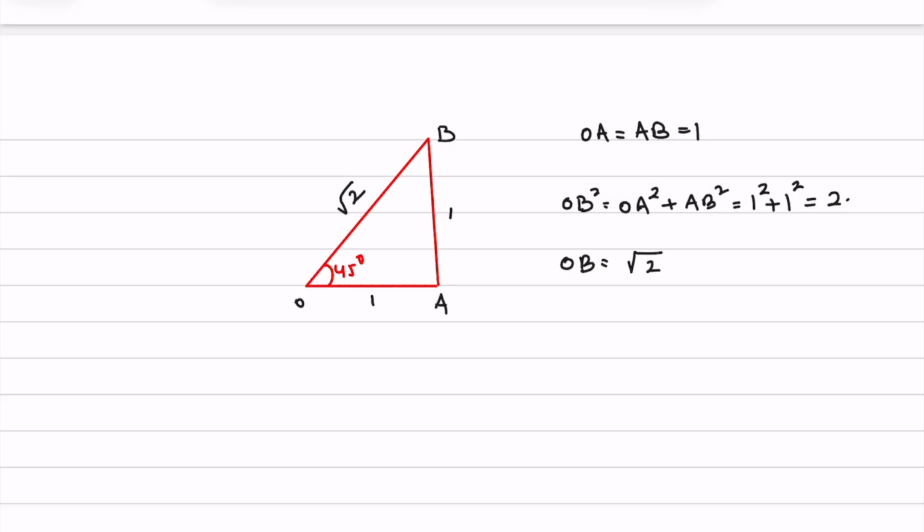For 45 degrees, adjacent side is equal to opposite side. And the hypotenuse square is equal to adjacent square plus opposite side square, that is equal to 1 square plus 1 square, that is equal to 2. That is hypotenuse square. Therefore, hypotenuse is equal to square root of 2.